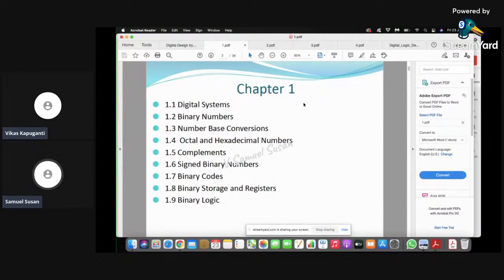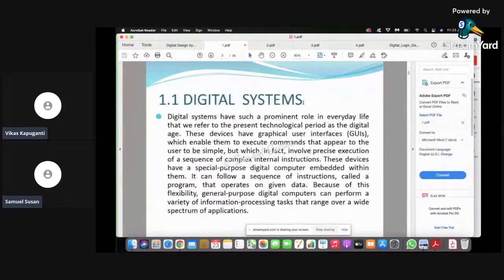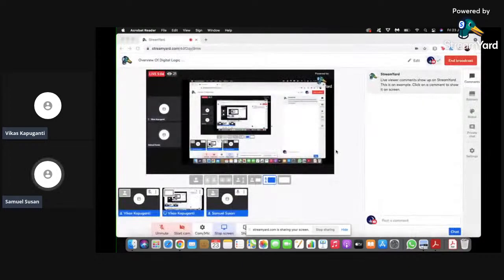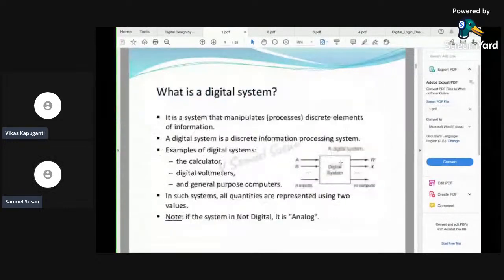Coming to complements, you can go through the next slides in that PDF, because there are some examples given in this PDF about binary numbers, how numbers are converted from one base to another base, and complements.